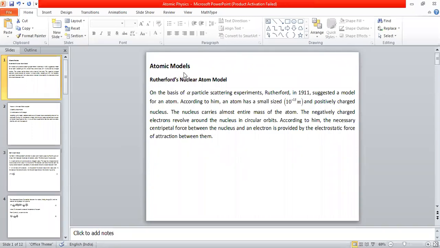Okay, there are several models to explain the structure of the atom. The first model that was actually proposed is what we call Thomson's model. But we're not going to discuss Thomson's model. I'm not going to mention anything about the Thomson model.